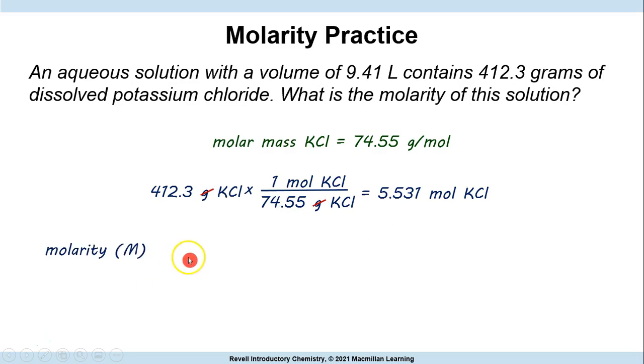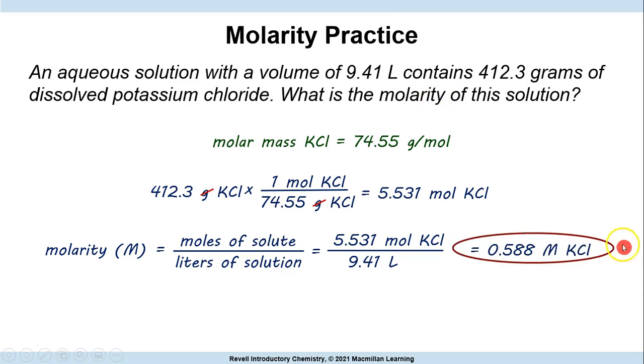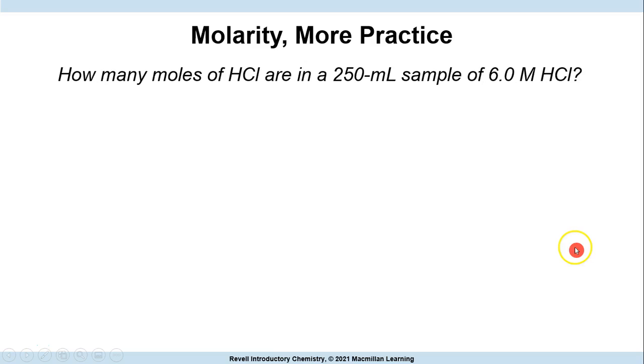So the molarity is moles over volume, which is equal to 5.531 divided by 9.41 liters, and that gives us a value of 0.588 molar. So M stands for molar. Now, how many moles of hydrochloric acid are in a 250 milliliter sample of 6 molar hydrochloric acid?